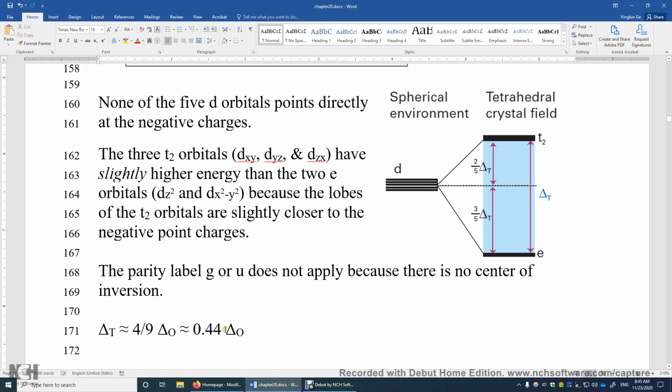It's even less than half of delta O, only because the 3 d orbitals with this T2 symmetry do not point to the negative charges directly. And again, I want to emphasize here, in a tetrahedral environment, there's no inversion center. So do not put a g here, do not put a g here. So it's just E and T2. In the octahedral complex, yes, there is an inversion center, and then you will have to say Eg sits above T2g in an octahedral complex.